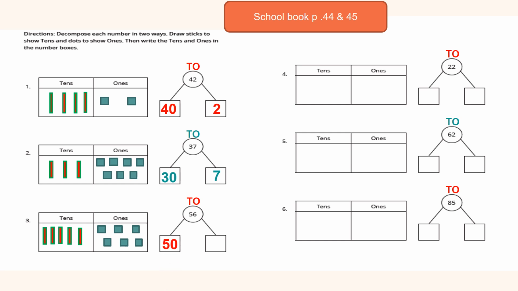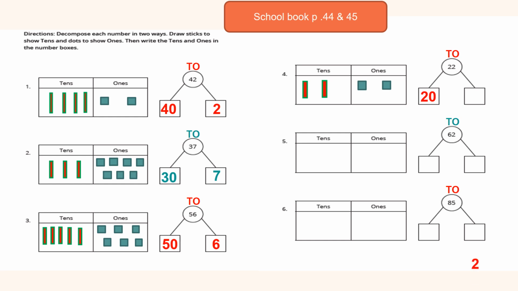Number 4, 22. Let's draw sticks in tens and small squares in ones. 2 in tens, draw 2 sticks in the tens box. 2 in ones, draw 2 small squares in the ones box. Let's decompose 22. 2 in tens, it will be 20. 2 in ones, it will be 2 as it is, without any zeros.